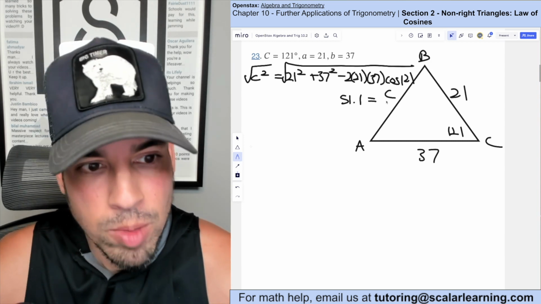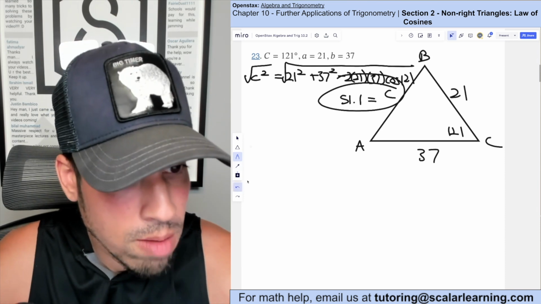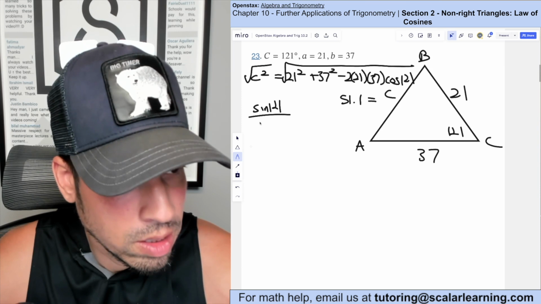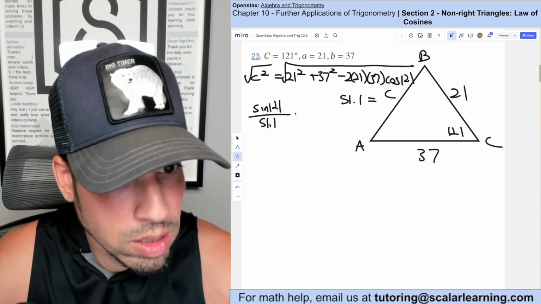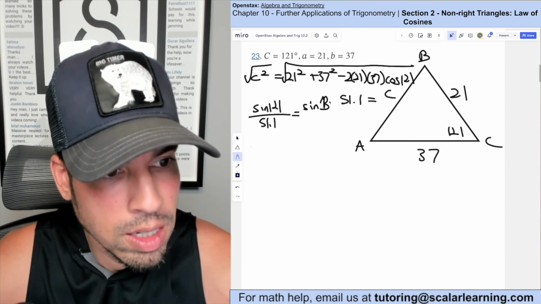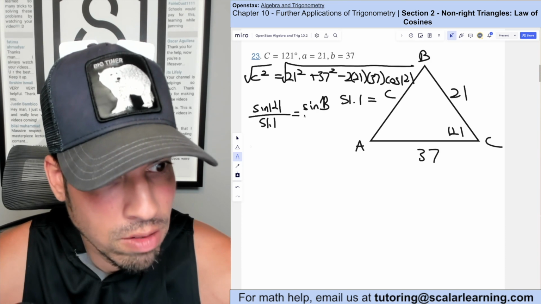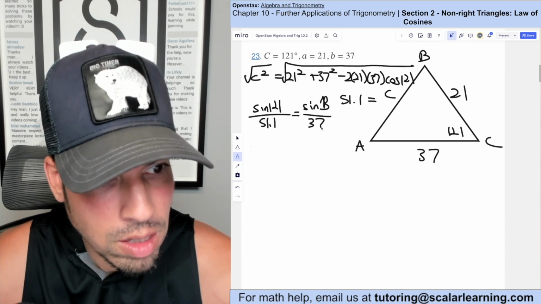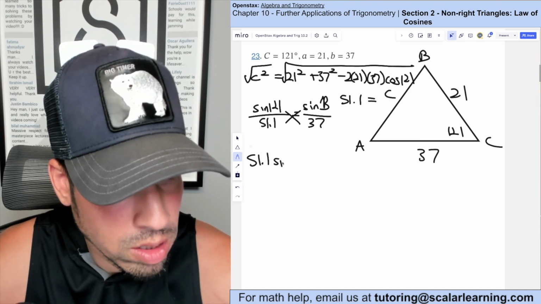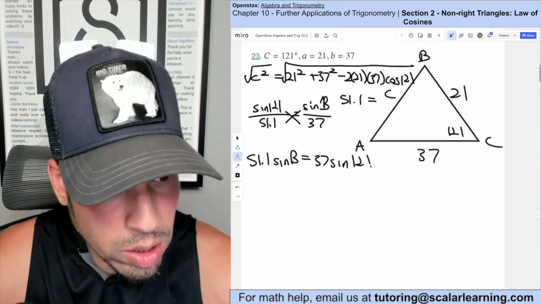To do that, I'm going to use law of sines now that I have a known opposite side and angle combo. So I've got sine of 121 over its opposite side, which is 51.1, is equal to, let's find beta, sine of beta, and again, this, or B I should say, is arbitrary. I could have found A because we also know that side, but sine of B over its opposite side, which is 37. Now we're going to cross multiply, and we get 51.1 sine of B is equal to 37 sine of 121.